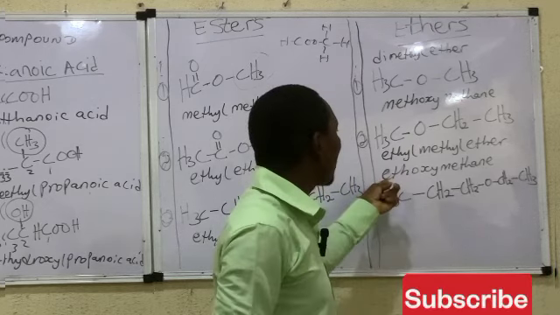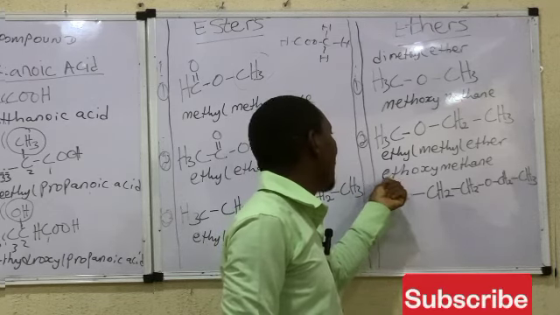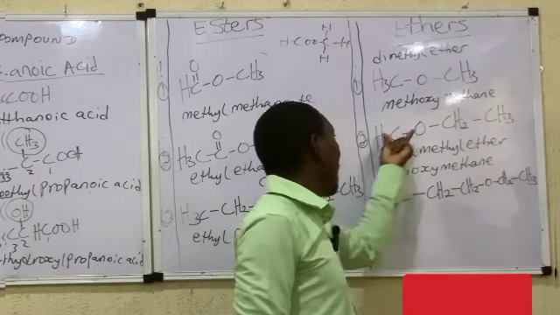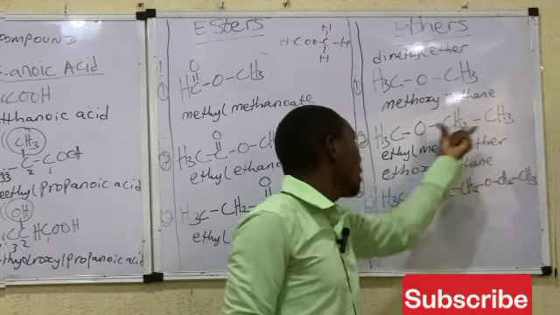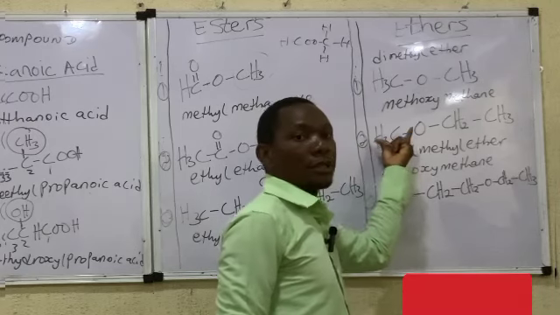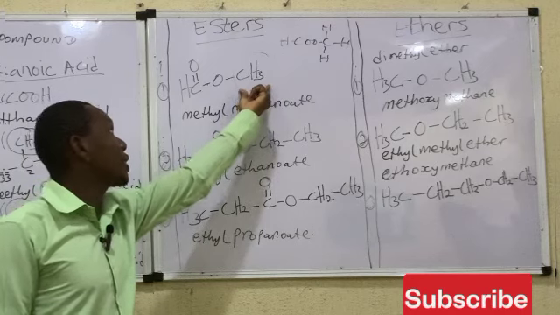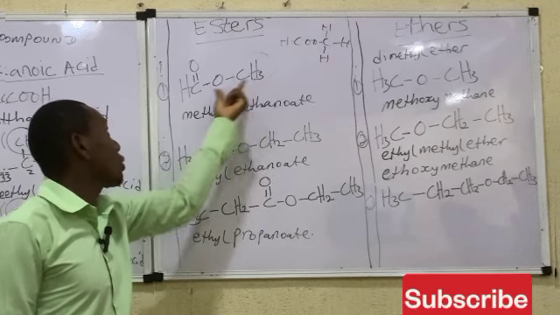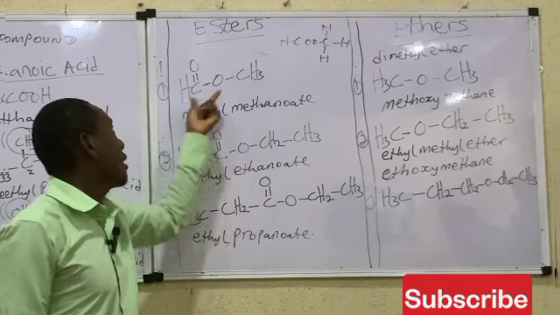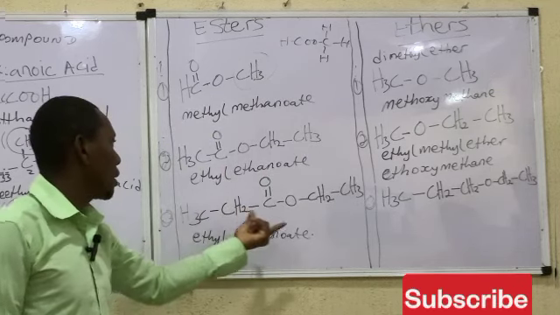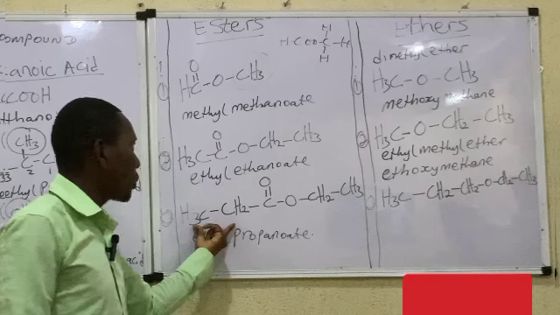So the IUPAC way of naming this is what? Ethane, ethyl, and methyl. So ethoxy methane. Remember, when we are talking about the esters, I always pick this first. Methyl methanoate, ethyl ethanoate, ethyl propanoate.